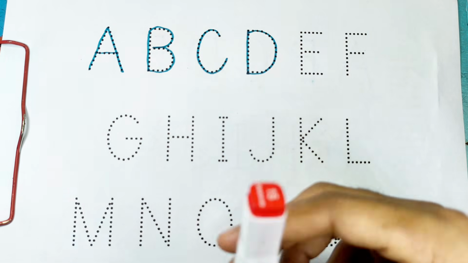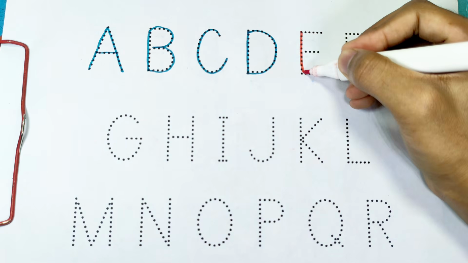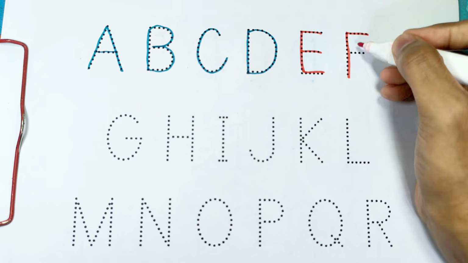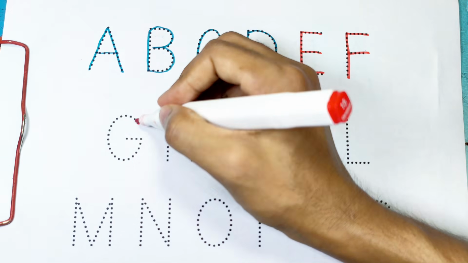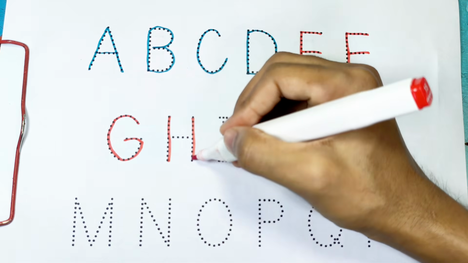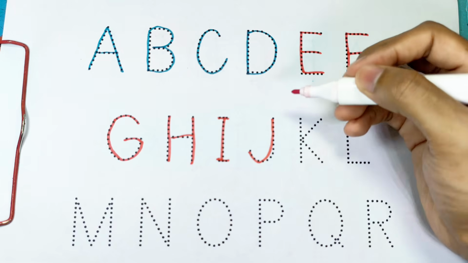Now we are using the color of geranium. Writing the alphabet of E. And the next one is F. F for fish, F for fan. G for God. The next one is H. H for hand. I. And the next one is J. J for jackfruit.